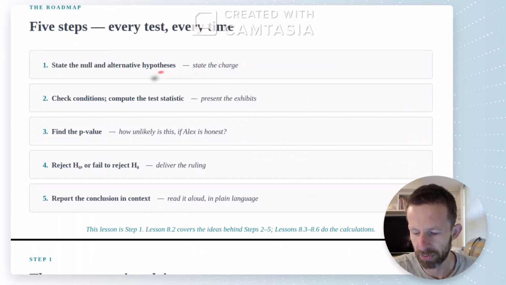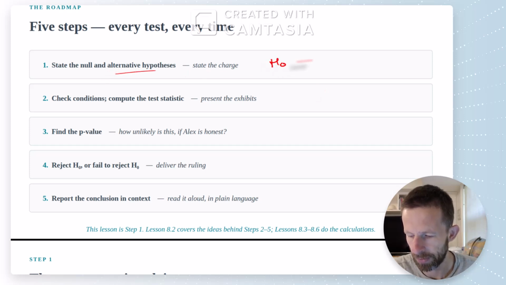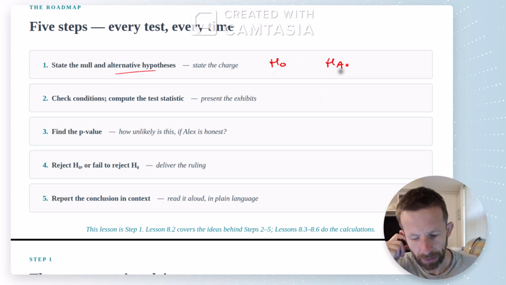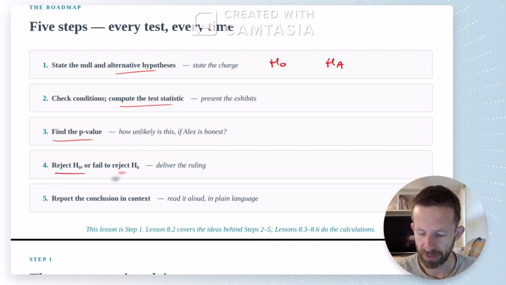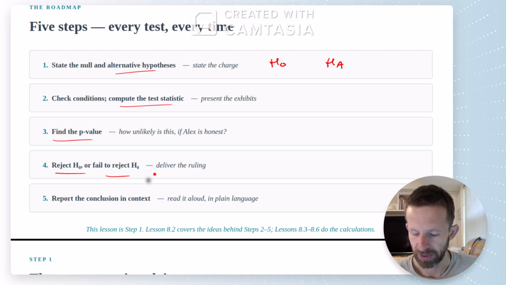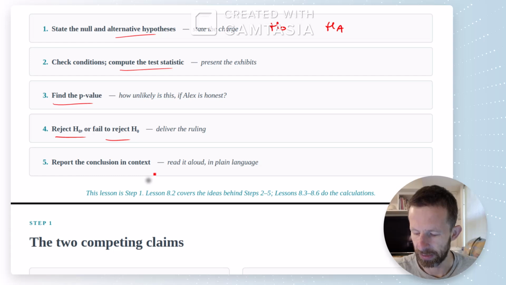So, 5 steps. We state the null and alternate hypotheses. We check the conditions. We compute the test statistic. That's basically like presenting the evidence. We find the p-value. The p-value is a probability, and again, we'll talk more about that later. We either reject the null or fail to reject the null. So we say, all right, there's enough evidence to conclude that Alex cheated, or there's not enough evidence to conclude that he cheated. And then we report the conclusion in plain language.